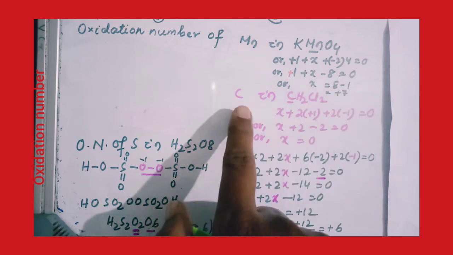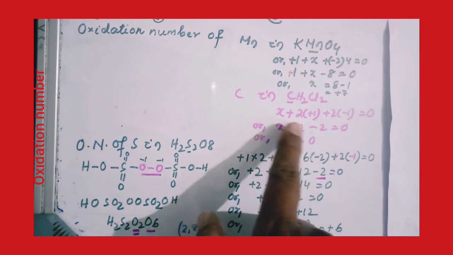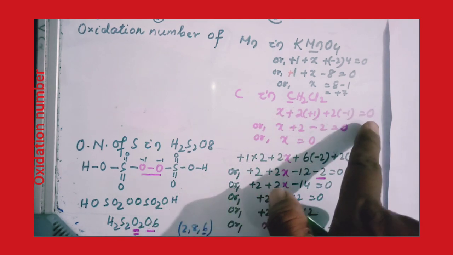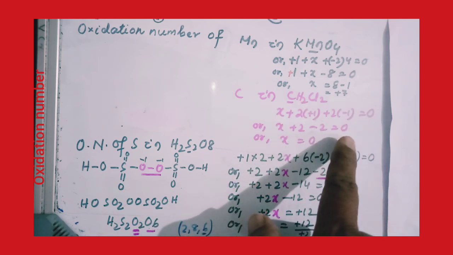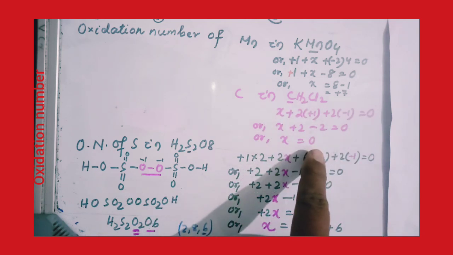In case of CH2Cl2, the oxidation number of carbon is found to be 0. x plus 2 into +1 plus 2 into -1 is equal to 0, -1 for chlorine, +1 for hydrogen. x plus 2 minus 2 is equal to 0. 2 minus 2 cancelled, so x is found to be 0.